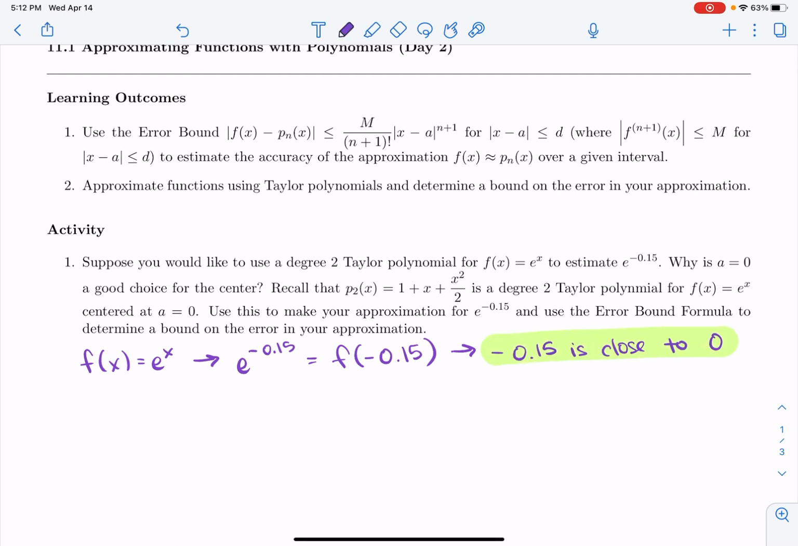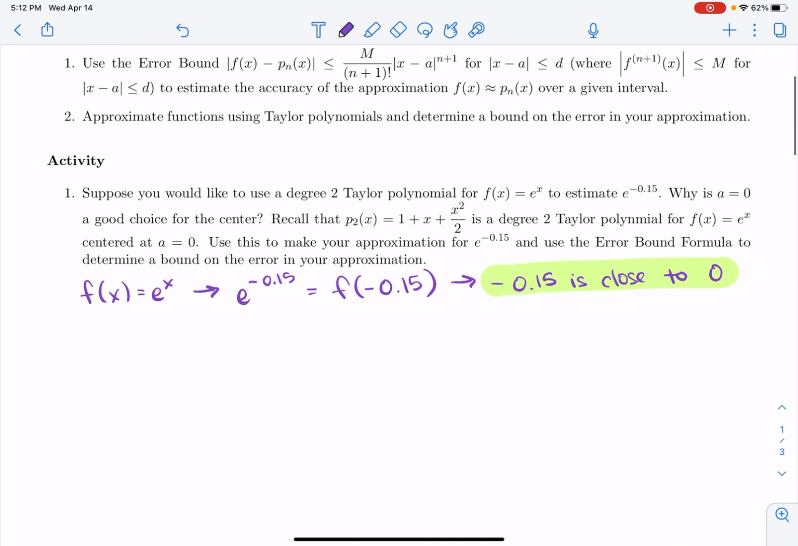Recall that P2 of x is equal to 1 plus x plus x squared over 2. And that's a degree 2 Taylor polynomial for f of x equals e to the x, centered at a equals 0. That's something that you did in your pre-class work on the first day of section 11.1. Use this to make your approximation for e to the minus 0.15 and use the error bound formula to determine a bound on the error in your approximation. Okay. So I have my P2 of x.